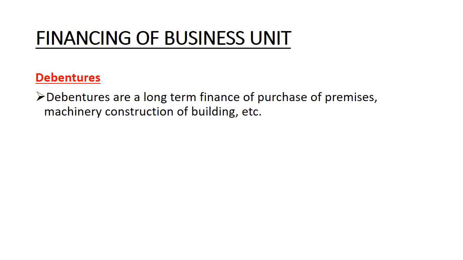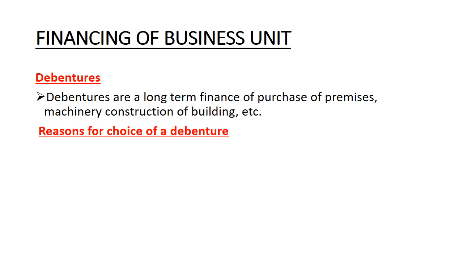To end this lesson, we're going to look at the last method of financing business units for this lesson. We're still looking at other types of methods for financing business units, but for this specific lesson, we're going to end with a debenture. We discussed what a debenture is: it is long-term finance for purchase of premises, machinery, construction of buildings, etc. In short, a debenture is a loan a company can get for capital investment, or for buying fixed assets such as premises, buildings, machinery, etc.